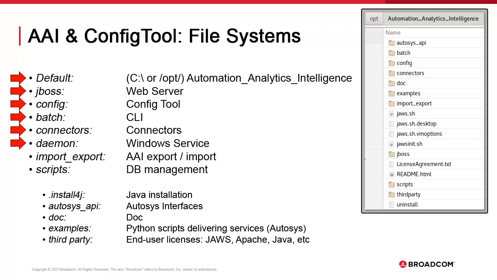On Windows, the daemon folder contains the service that gets added to the list of Windows services when AAI is installed. Import-export contains specific tools to migrate data in and out of AAI instances. This is covered in the content dedicated to import-export. Finally, the scripts directory contains the scripts necessary to deploy, update, or delete AAI's data structures in the hosting database. In other words, Oracle or SQL Server. This is covered in the content dedicated to installing AAI.